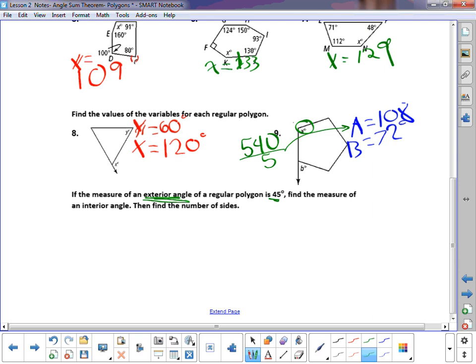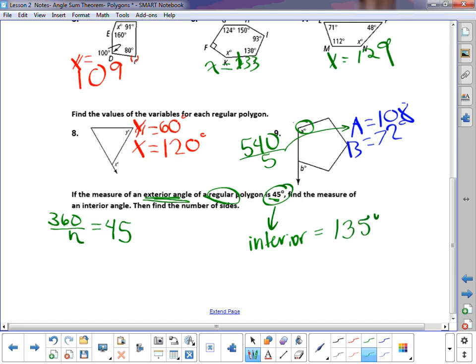Alright, so if I know that my exterior angle is 45, my equation to find a single exterior angle would be 360 divided by n. Because it's regular, I can just divide by the number of sides. So I can use that equation to solve for n. Or, it says find the measure of an interior angle. If we already know our exterior angle, what's the interior going to be? The supplement of it. So what's the supplement of 45? 135. Good, 135.